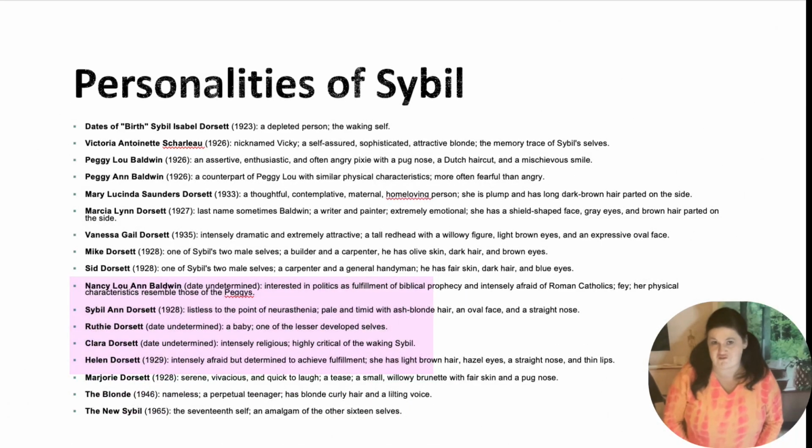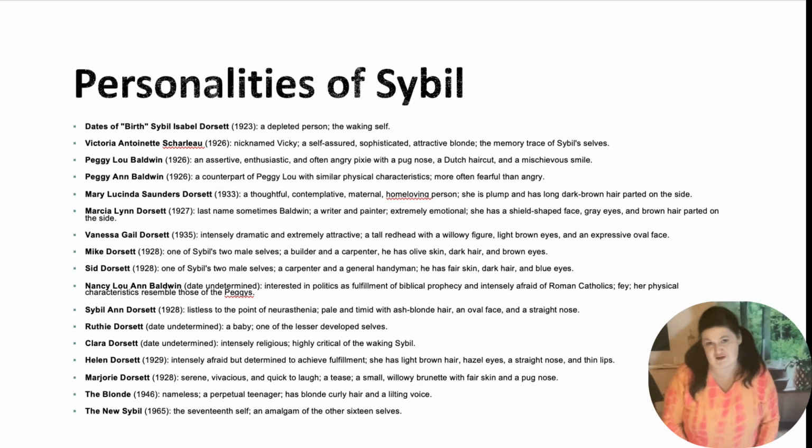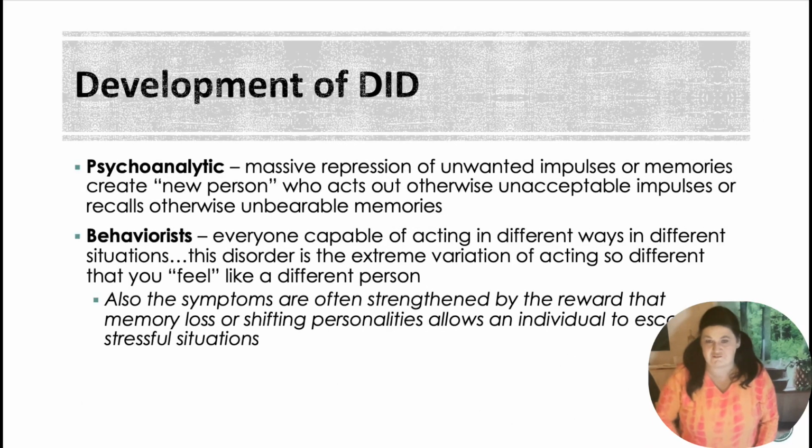And then this just gives you a quick rundown of the many different personalities of Sybil. One is even a baby, right? Imagine having your baby self living inside of you and coming out and wanting to act out as him or herself. Okay, there are even some male personalities in there. There are no bounds to the variations of the personalities. In the development of DID, how can someone have this though, right?